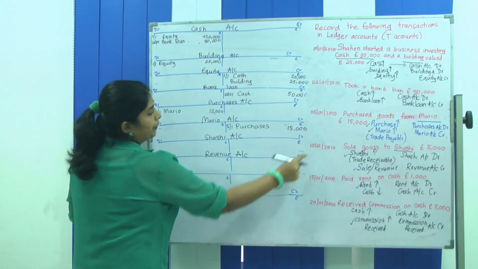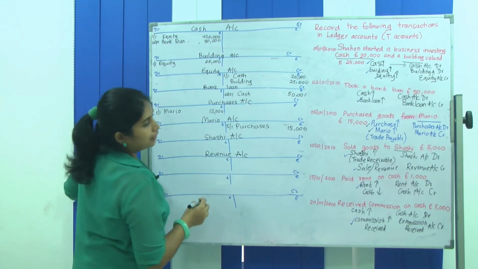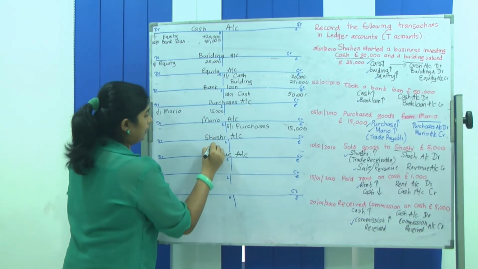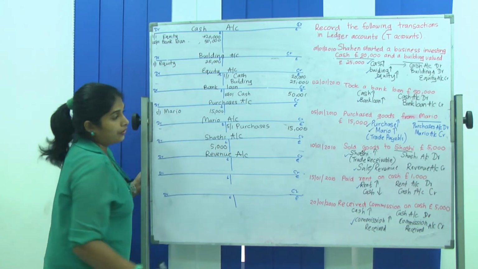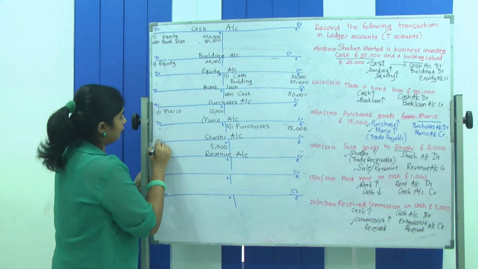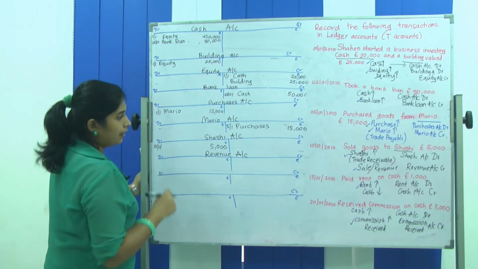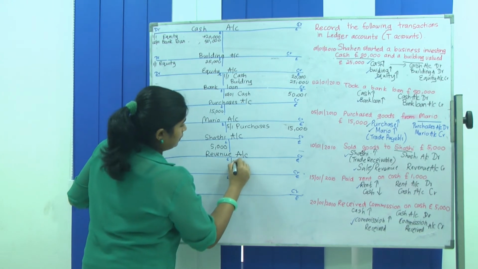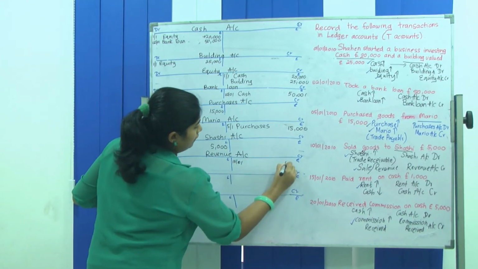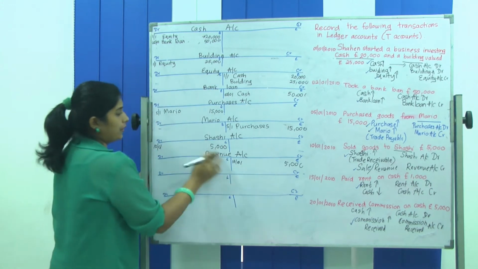So Shashi, who is a trade receivable, her account will be debited 5,000 on 10th of January. Revenue account will be credited 5,000. Now you have to exchange the name.